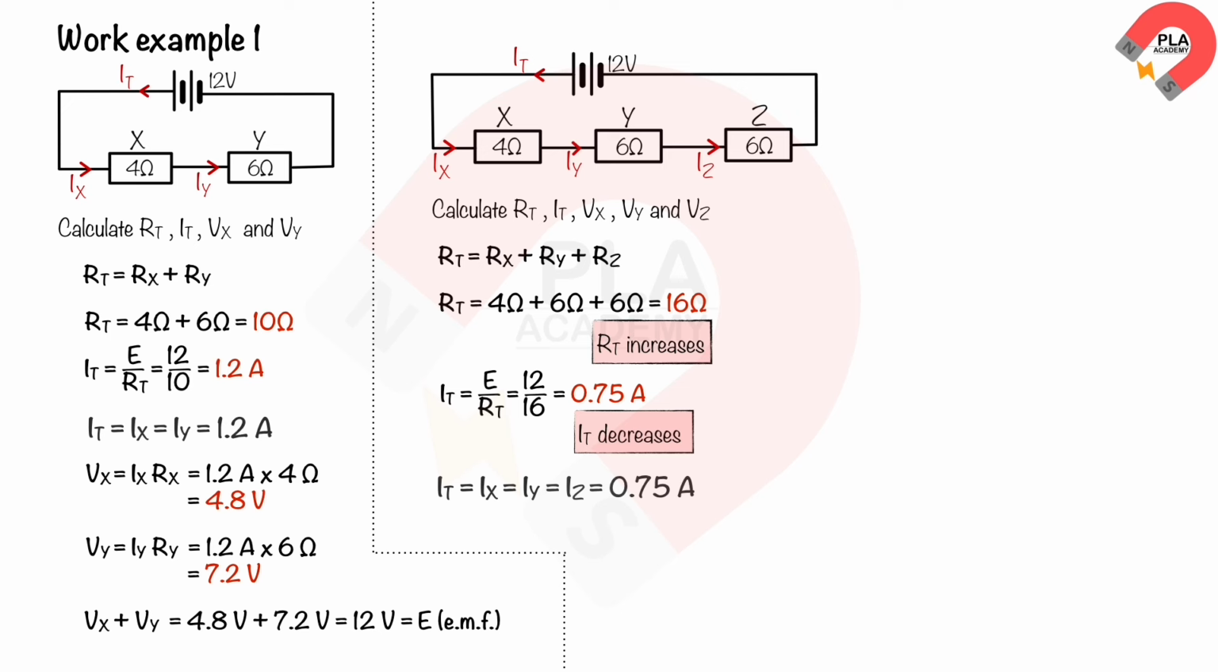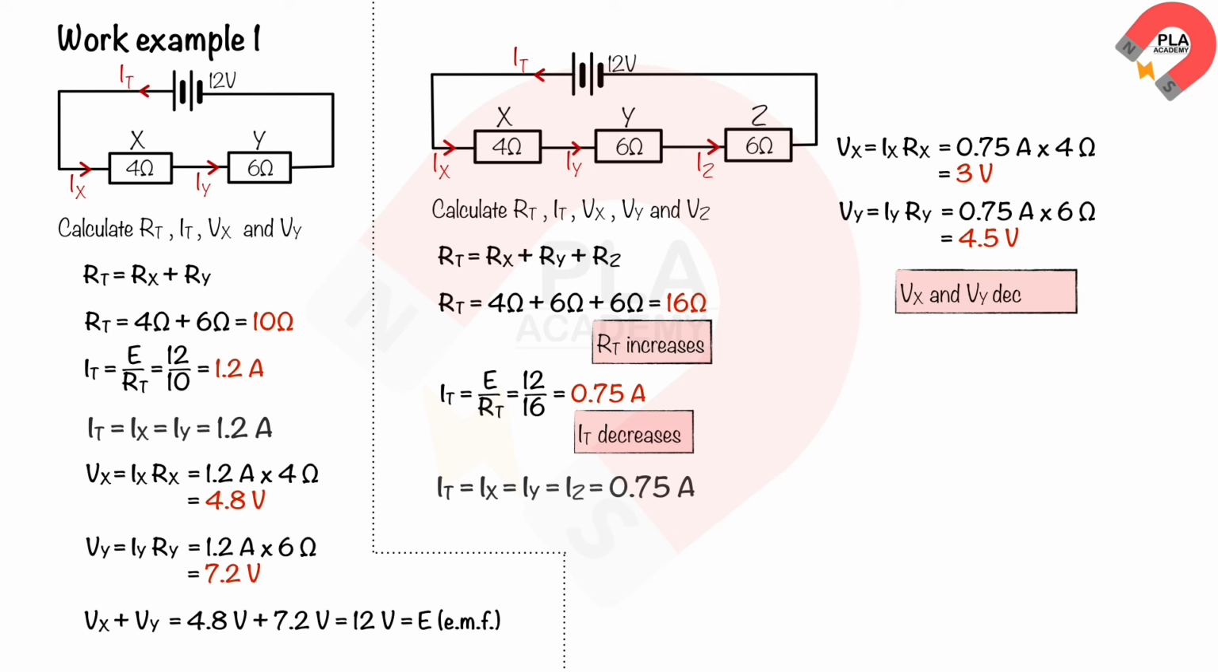Calculate the potential difference across the resistor X using the following equation. VX equals IX times RX. Substitute IX equals 0.75, RX equals 4. So VX equals 3 volts. Calculate the potential difference across the resistor Y using the following equation. Vy equals Iy times Ry. Substitute Iy equals 0.75, Ry equals 6. So Vy equals 4.5 volts. You see that Vx and Vy decrease.